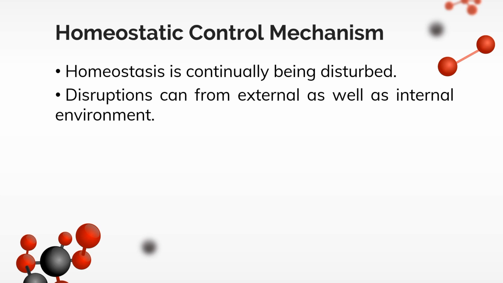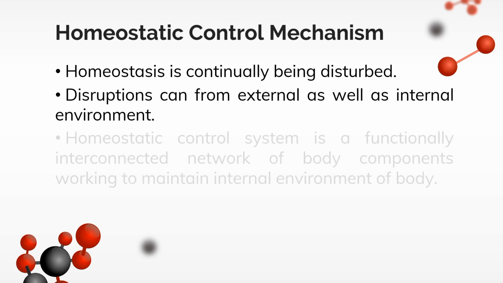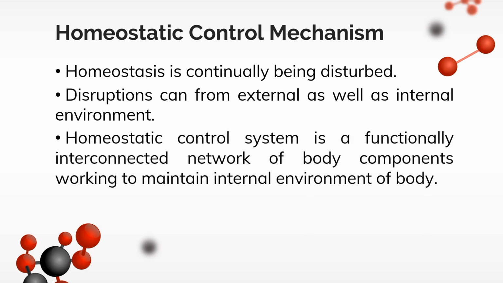The human body has many regulating systems that can usually bring the internal environment back into balance. Therefore, a homeostatic control system is a functionally interconnected network of body components that operate to maintain a given factor in the internal environment at a relatively constant optimal level.